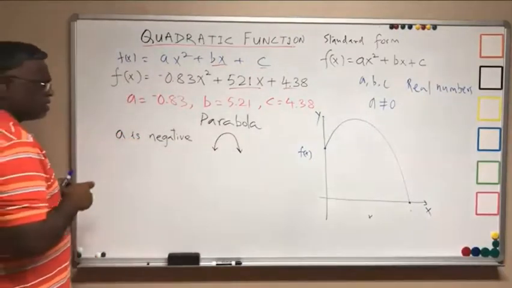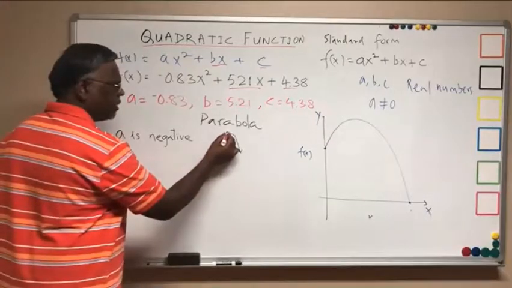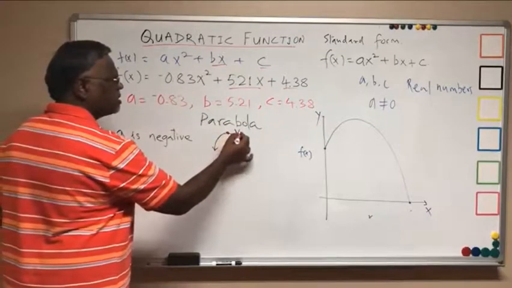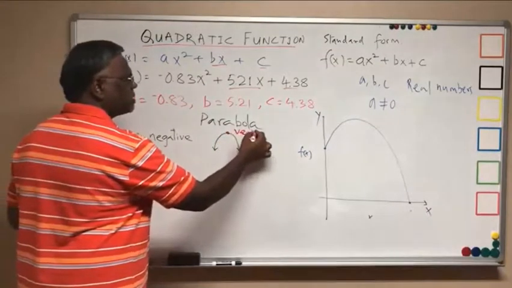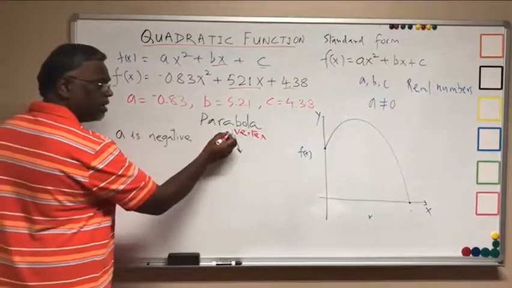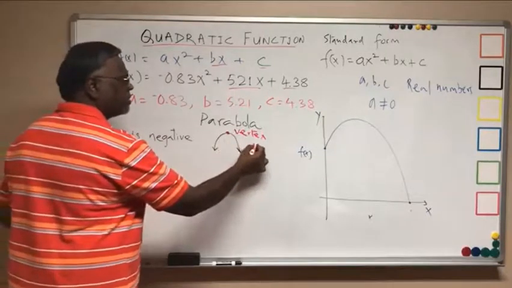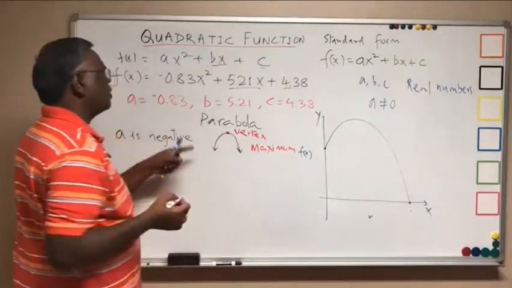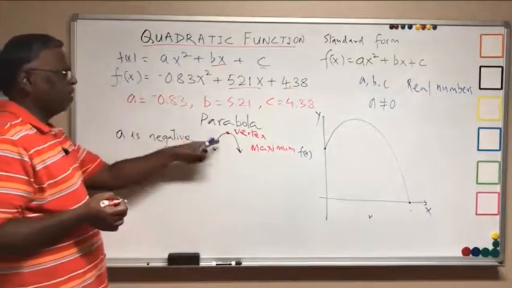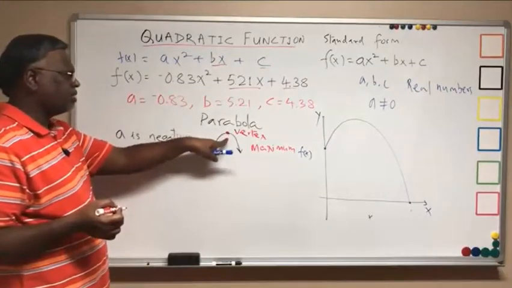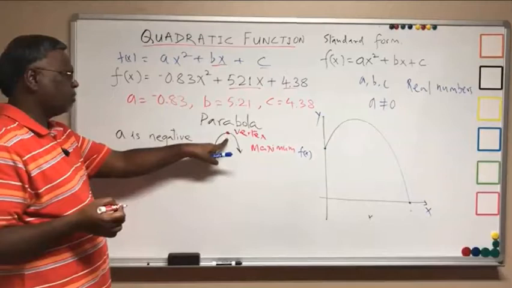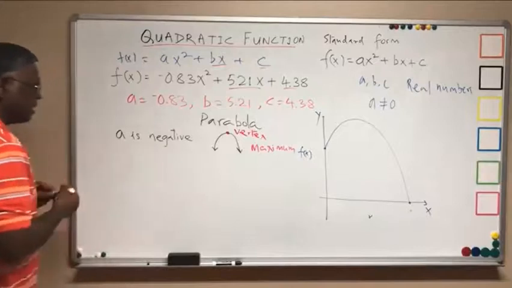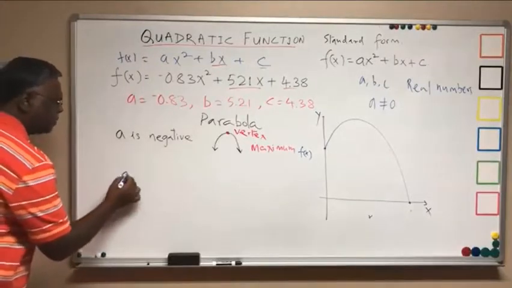And this turning point, very important, this point where the turning is taking place is the vertex, and also the y value of that vertex gives you the maximum value of this function. The y value is going to be the maximum at this particular point. All this happens when your a is negative. Okay, good job.